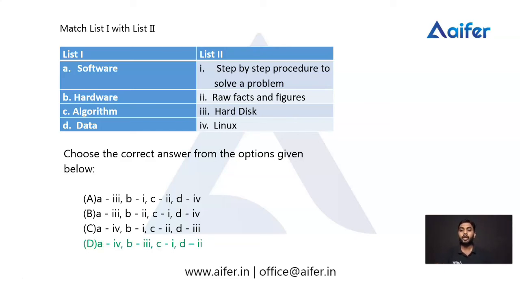So option D is the right answer. We know that Linux is software. Software means we cannot touch and we cannot see it. Then hardware means the hard disk; hardware means we can touch and see. So a hard disk is hardware. Then for a step-by-step procedure to solve a problem, we can say that algorithm is the answer. An algorithm is used to solve a problem step by step, and data means raw facts and figures.